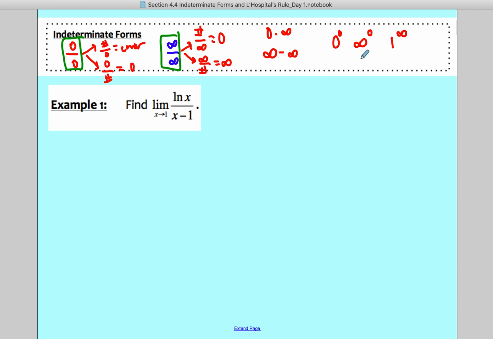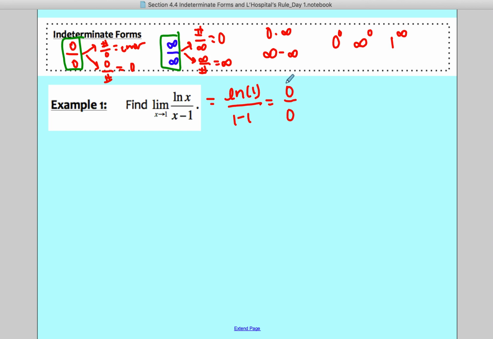Okay. So example 1 we got here. Our first idea whenever we're finding limits is always try and plug it in. Okay. So I'm going to try and plug it in. I would have ln of 1 all over 1 minus 1. This gives me natural log of 1 is 0 over 0. Okay. So this is an indeterminate form.